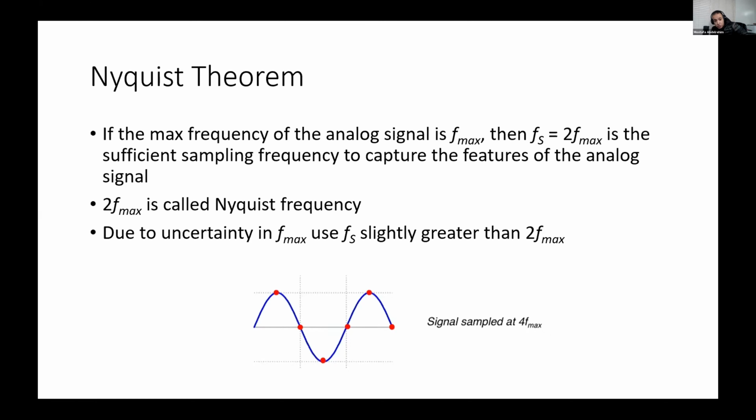So for example, for the sine wave, if you choose a sampling rate equal to 2F, then this is sufficient to represent the sine wave, okay? Here is an example in which we choose the sampling to be 4F max, okay? Which is also good. Basically, don't choose the sampling frequency to be exactly equal to 2F maximum of the signal, but choose it a little bit higher, because many of the times we don't know exactly what the maximum frequency of the signal is that we are sampling or converting to digital. So just choose it slightly higher than 2F max.